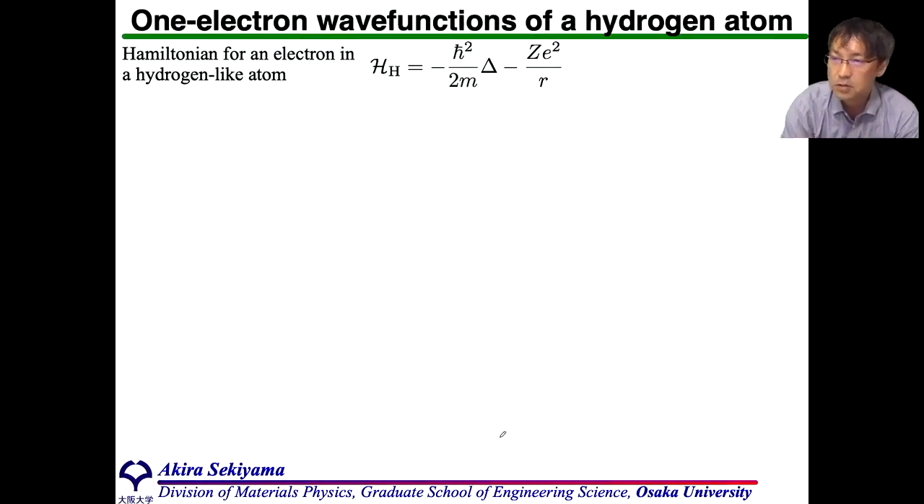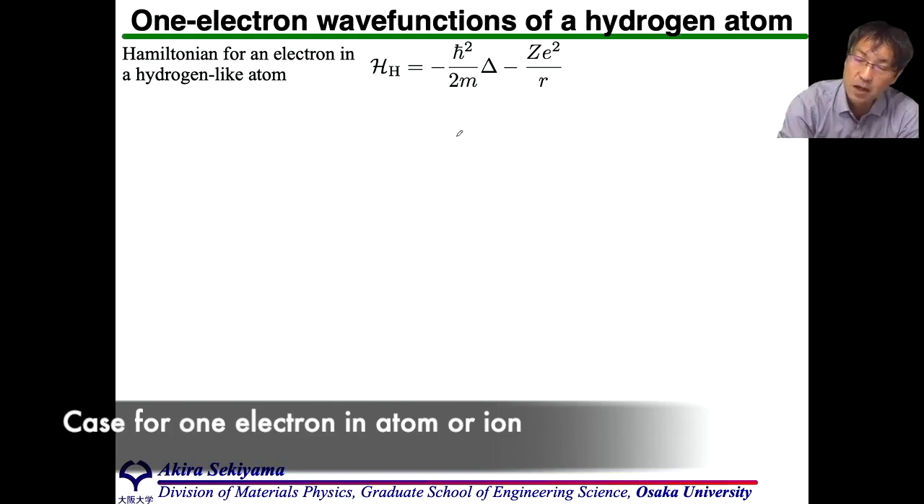Before going to the Coulomb interaction, I explain one electron wave function of the hydrogen-like atom. So this is a Hamiltonian for an electron in the hydrogen-like atom. Here, implicitly, I use an adiabatic assumption for which the nucleus is fixed on the origin of the coordinate. Then the small r stands for the distance between the nucleus and electron and representing the electron position.